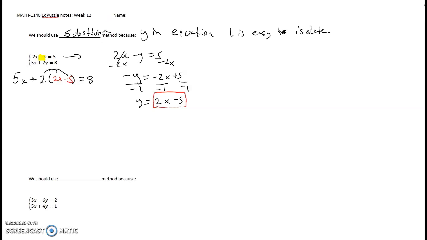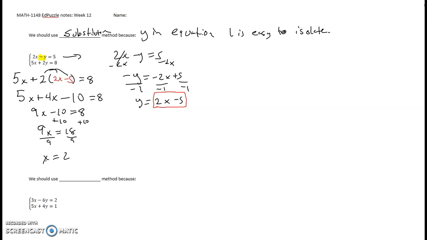Let's distribute. And we get 5x plus 4x minus 10 equals 8. 5x plus 4x is 9x minus 10 equals 8. Let's add 10. 9x equals 18. Divide both sides by 9. And x is 2.